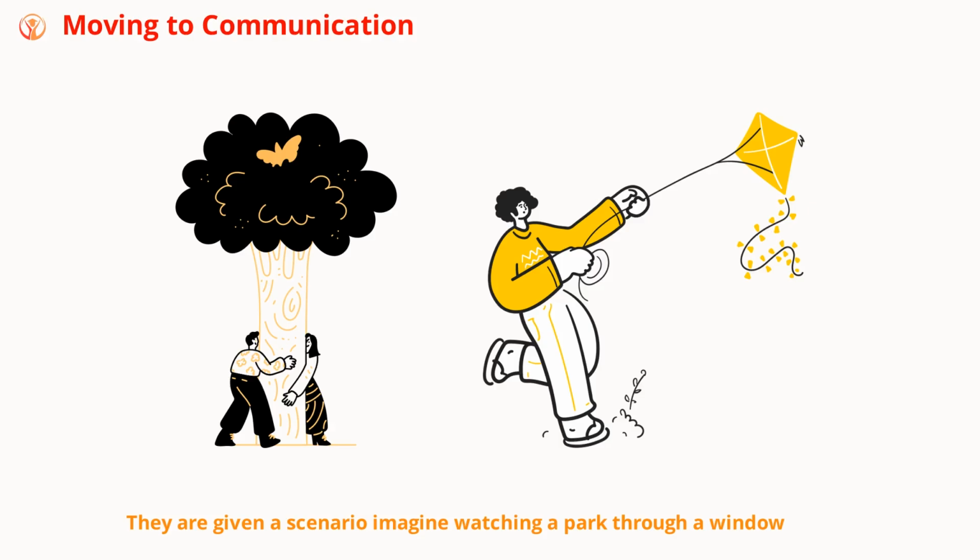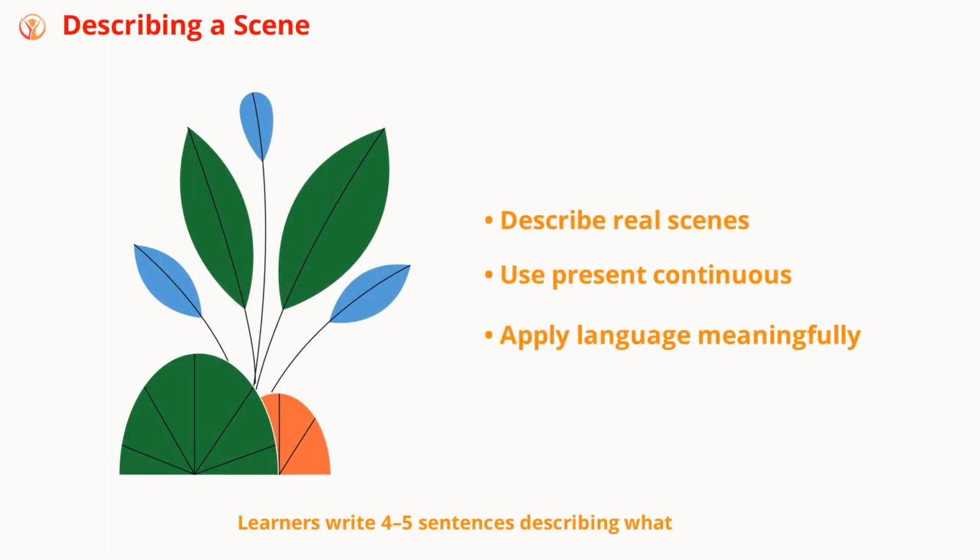They are given a scenario. Imagine watching a park through a window, where several activities are happening at the same time. This real-world context encourages learners to apply what they've learned in a practical way. Learners write 4 or 5 sentences describing what people are doing in the park.